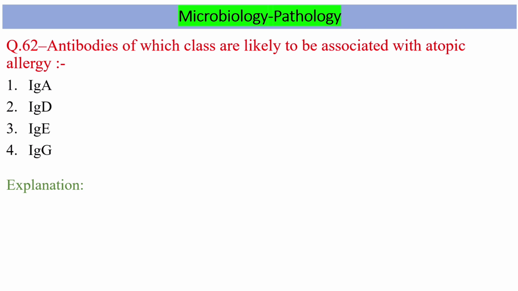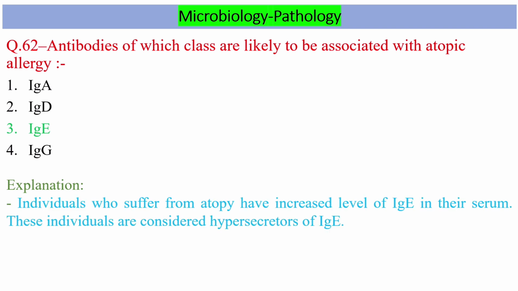Antibodies of which class are likely to be associated with atopic allergy? Immunoglobulin A, immunoglobulin D, IgE, IgG. Correct option is IgA. Individuals who suffer from atopy have increased levels of immunoglobulin A in their serum. These individuals are considered hypersecretors of immunoglobulin A.